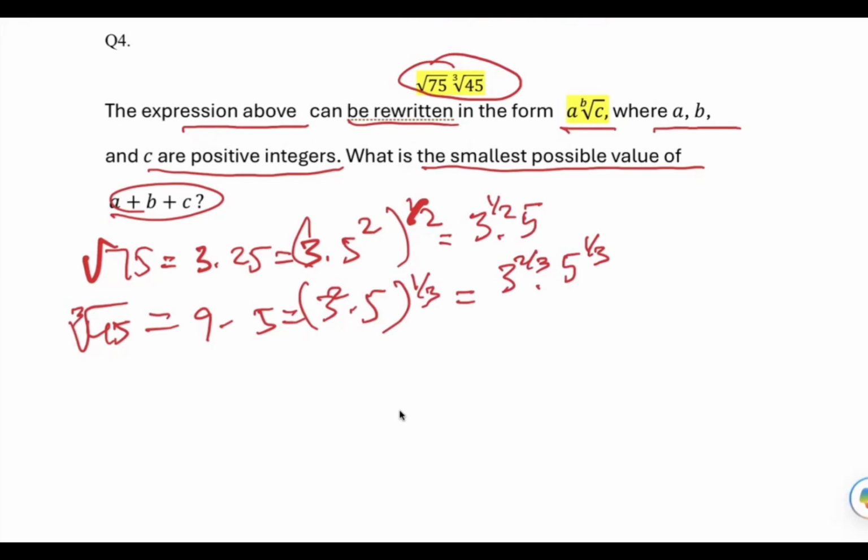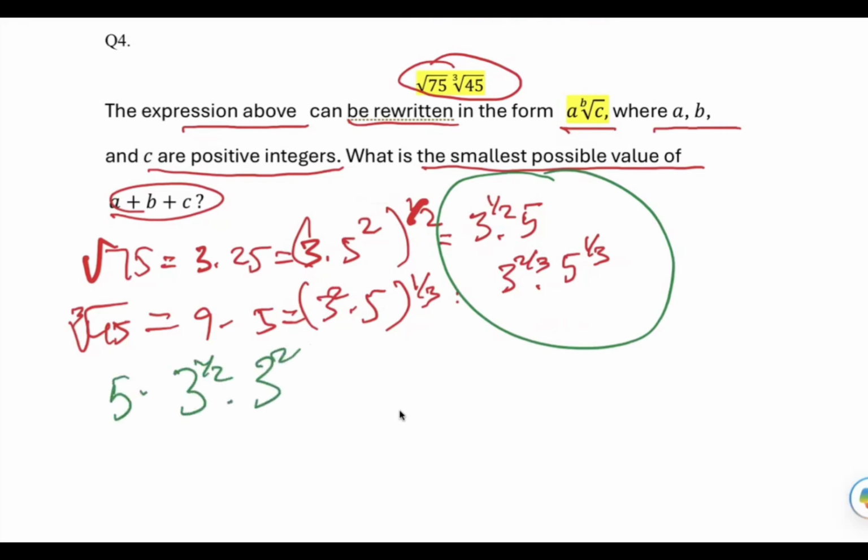5 is separate, so I will write it here. Now, I'm going to write this expression here. I have 5, 3 to the half, 3 to the 2/3, and 5 to the 1/3. Simplify this expression. Half and 2/3 is actually 7 over what? 6. So this is going to give me 5, this 3 will be 3 to the 7 over 6, and 5 to the 1/3.